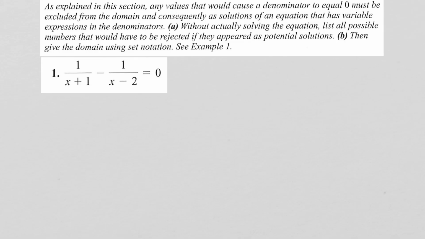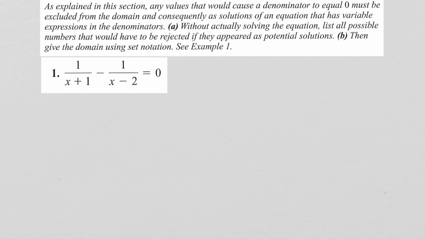Okay, we're being asked, we don't have to solve this. All we have to do is part A. Without actually solving, list all the possible numbers that would have to be rejected if they appeared as potential solutions. So anything that makes an undefined fraction will not be allowed. So if this denominator were 0, whatever causes that would not be allowed.